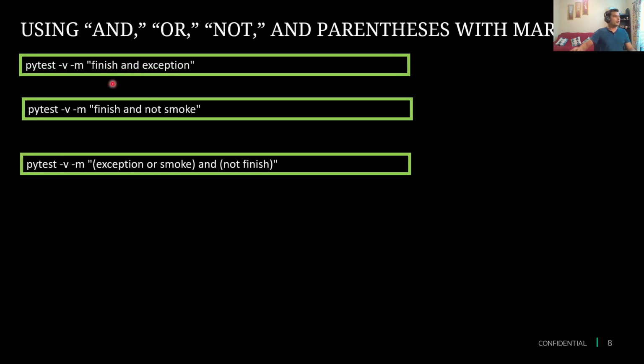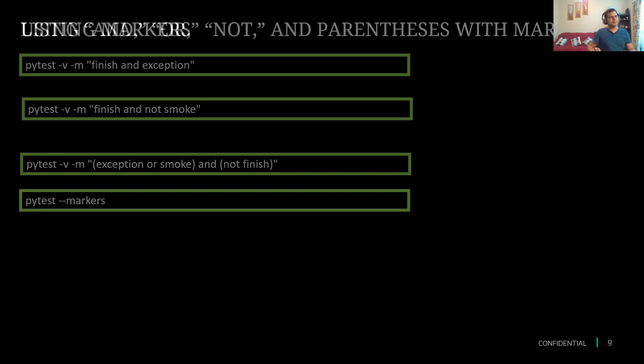So let's move on and look at how, at runtime, we can select the test cases on the basis of the markers. Here we are saying select all the test cases which have been marked with finish and exception. Here we are saying select all the test cases which are finish but not smoke. And we have various different ways of writing our Boolean logic here.